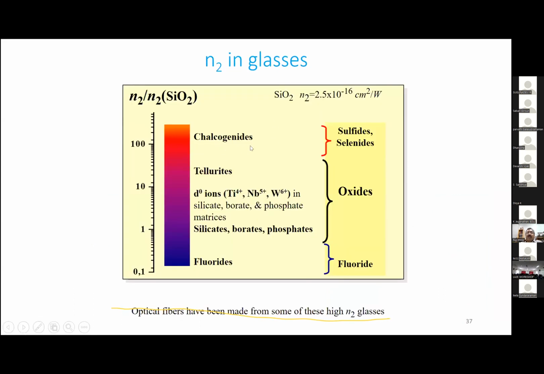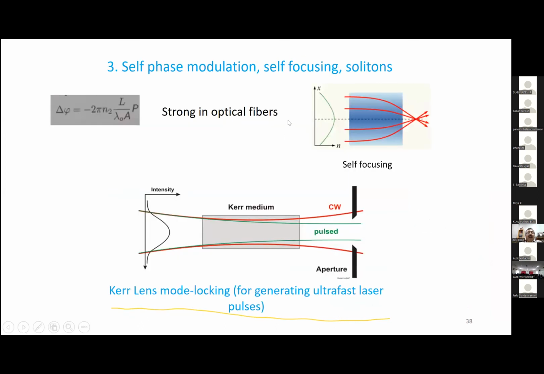So there are different materials with good values of n2, like chalcogenides, tellurides, silicates, borates, phosphates, fluorides. People often do a lot of studies on these. And self-phase modulation. So this is something we call self-focusing. If you have a Gaussian beam and that goes through a third order nonlinear medium, then it is quite possible that the beam will focus like this. So this is known as self-focusing, and this is actually used in Kerr-lens mode locking for generating ultrafast laser pulses.